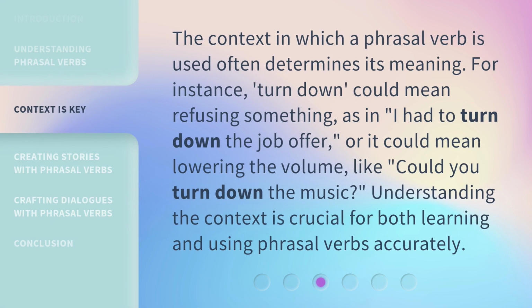The context in which a phrasal verb is used often determines its meaning. For instance, turn down could mean refusing something, as in, I had to turn down the job offer. Or it could mean lowering the volume, like, could you turn down the music? Understanding the context is crucial for both learning and using phrasal verbs accurately.